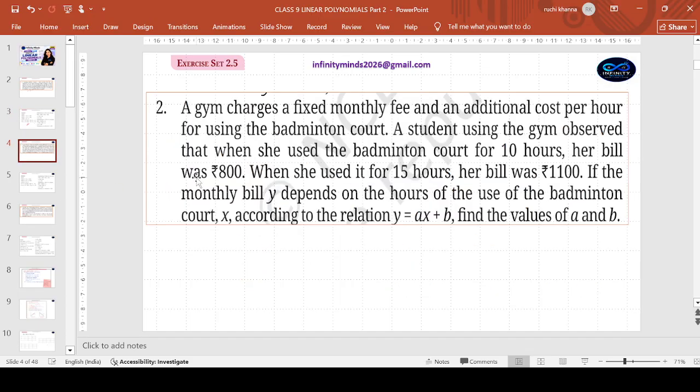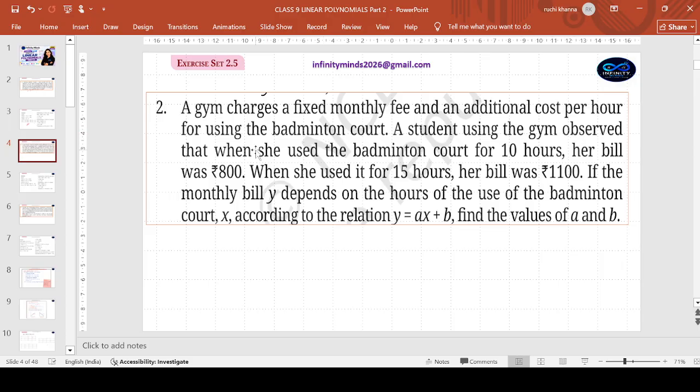Question number 2, very, very similar. In fact, most of you will be able to relate. I in fact wanted to take this one first. Question 2: a gym charges a fixed monthly fee and an additional cost per hour for using the badminton court. Clear? So a person has enrolled himself in a gym. You have to pay the gym charges, whether you use the gym or not. Sometimes we become very health freak, we join. So you have to pay the fixed charges, and if you use another facility, you will pay extra.